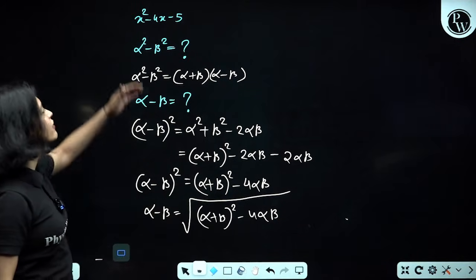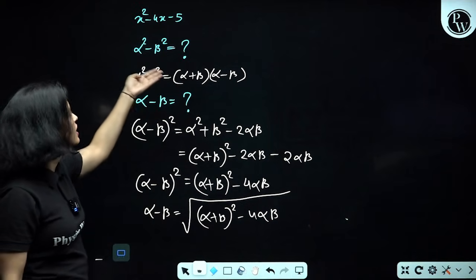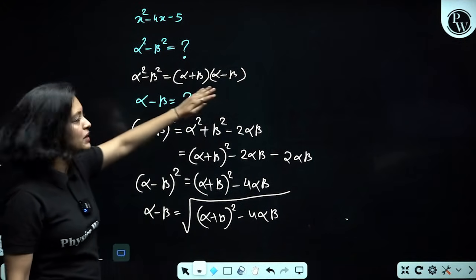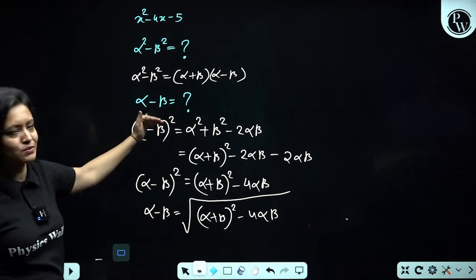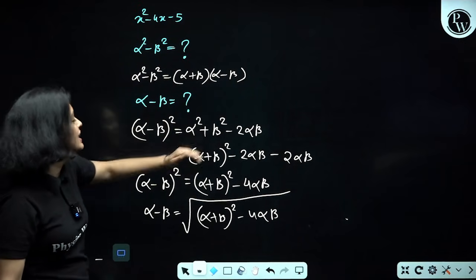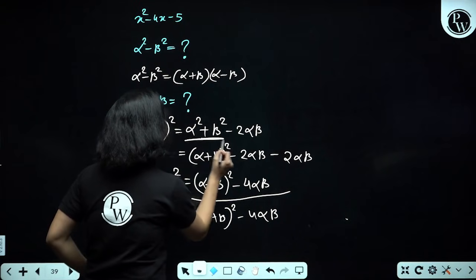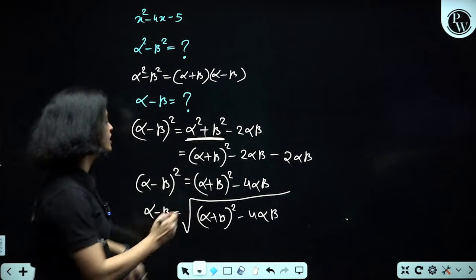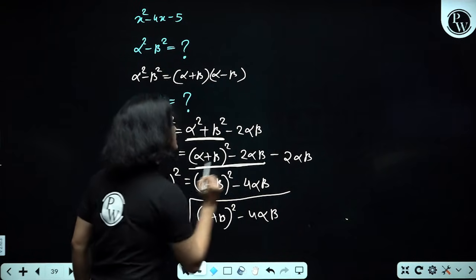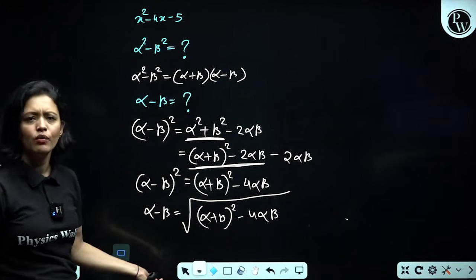Got it? So if alpha square minus beta square is asked, you have to figure out alpha minus beta first. Because you can use this identity, but for this identity, you need alpha minus beta. To figure out alpha minus beta, use the identity alpha minus beta whole square. There, plug in the value of alpha square plus beta square. So you will figure out alpha square plus beta square first. You can figure it out by using this, or you can directly apply this to figure out alpha minus beta, whatever you want to do.